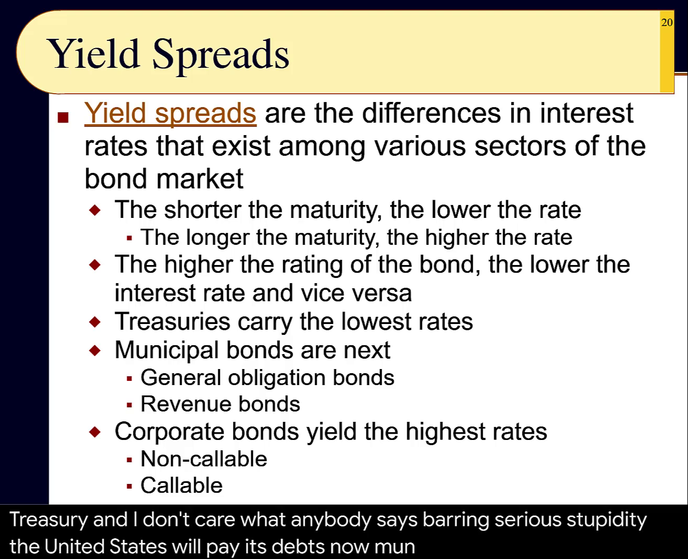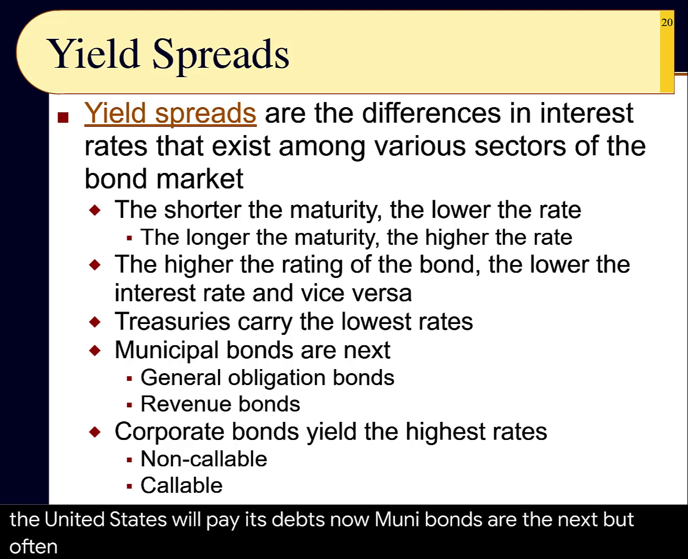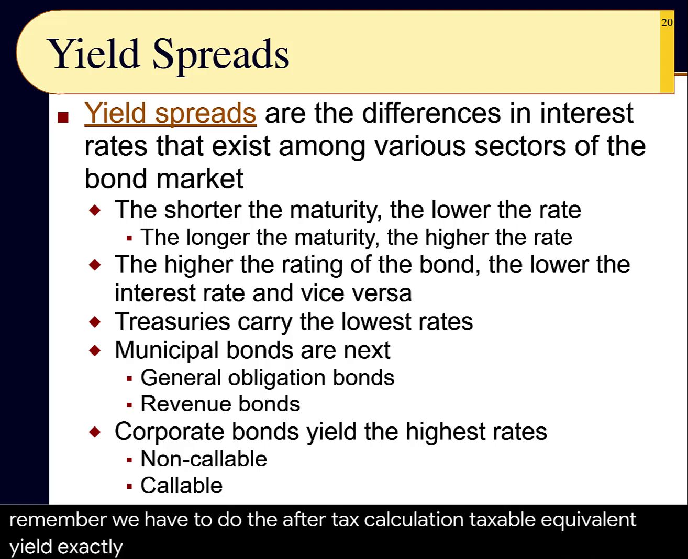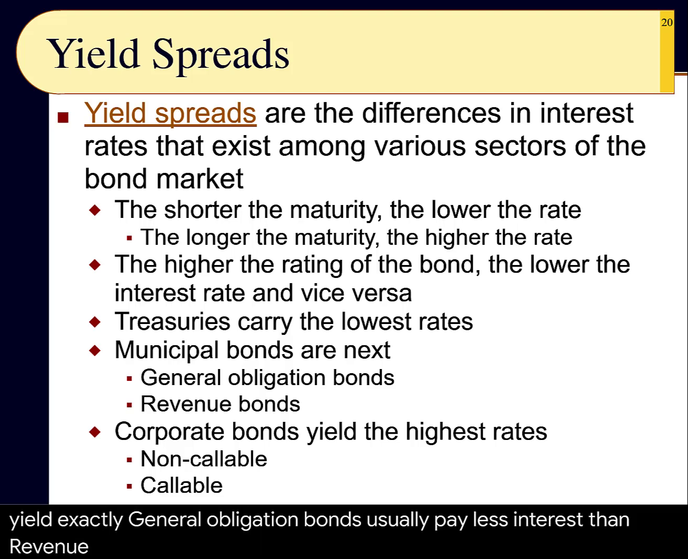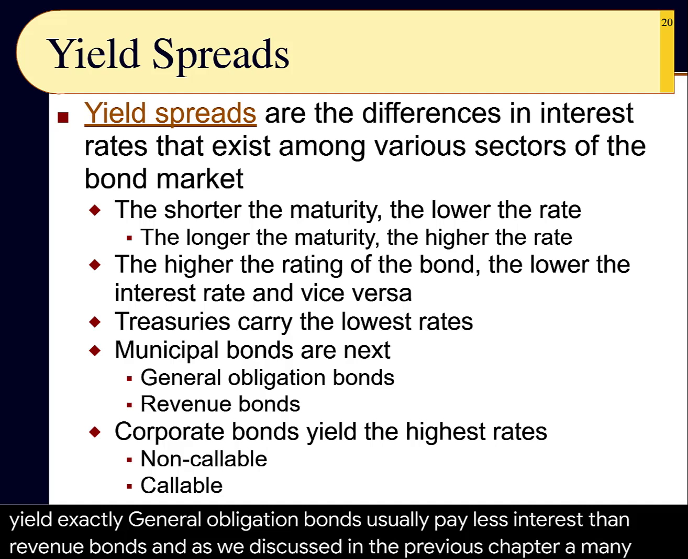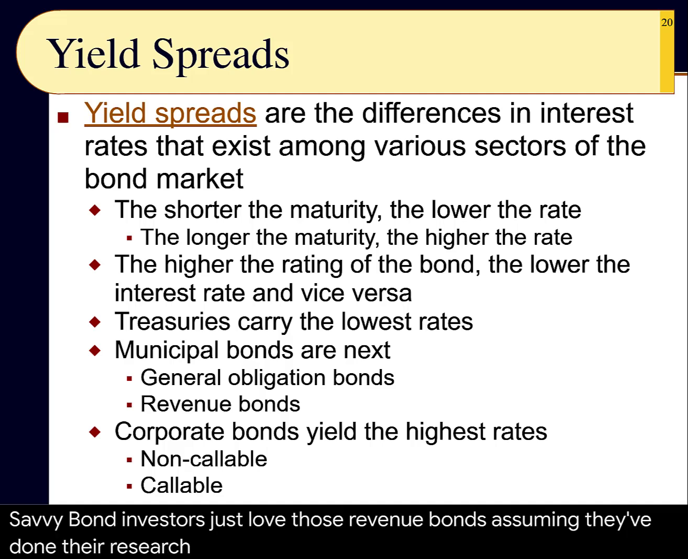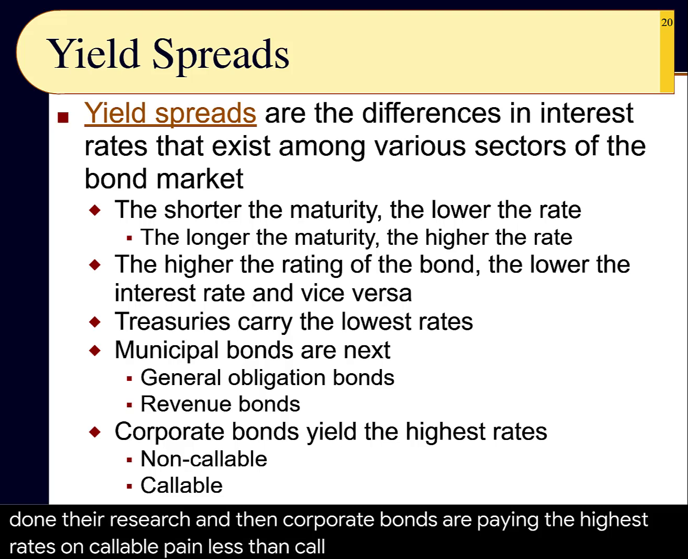Now, muni bonds are the next. But often you might say, hey, wait a minute, this muni bond is paying less than the treasury bond. Remember, we have to do the after-tax calculation, taxable equivalent yield. Exactly. General obligation bonds usually pay less interest than revenue bonds. And as we discussed in the previous chapter, many savvy bond investors just love those revenue bonds, assuming they've done their research. And then corporate bonds are paying the highest rates, non-callable paying less than callable bonds.